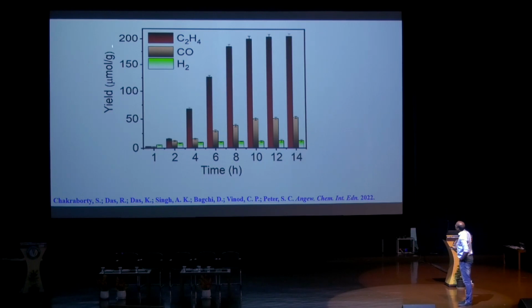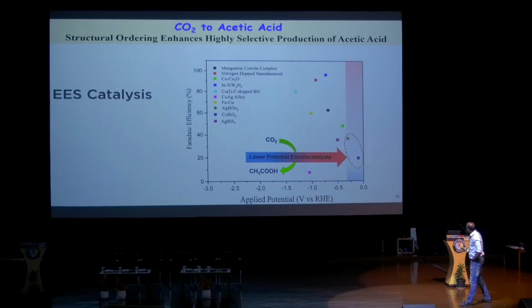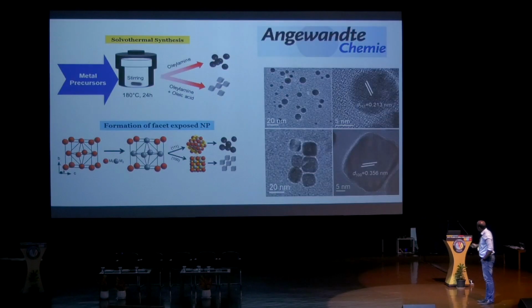And here we improved the record. It is 200 micromole per gram. We are holding the highest record of ethylene yield by photochemistry. Then acetic acid, I'm going through fast, and we got a very good Faradaic efficiency very close to 0 potential. And we continue to propanol.